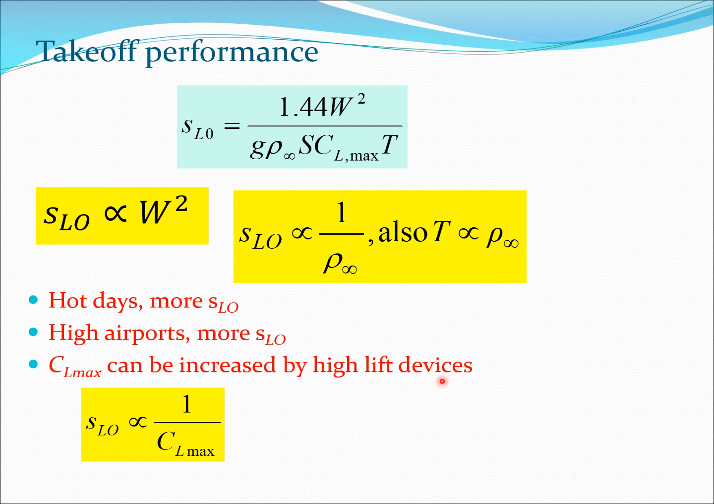Also, there is one positive news here: CLmax can be increased by high lift devices. Here CLmax is in the denominator, so if I increase CLmax using flaps and slats, then I could actually send SLO down. That's going to benefit me because the takeoff length is going to decrease. This is something you see happening in most aircraft: when they are taking off, the pilot will deploy all the lifting surfaces, and if you observe the wing, you are going to see all the lifting surfaces go up and go out, and they are going to increase the CLmax value.